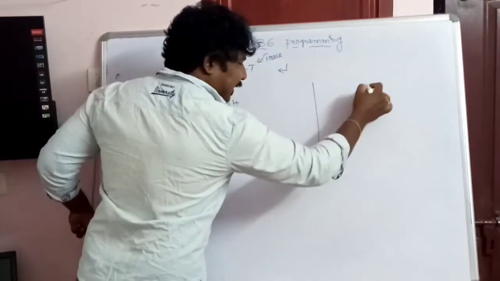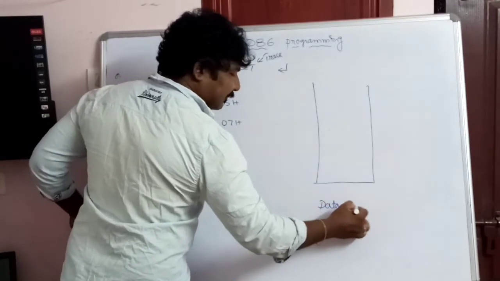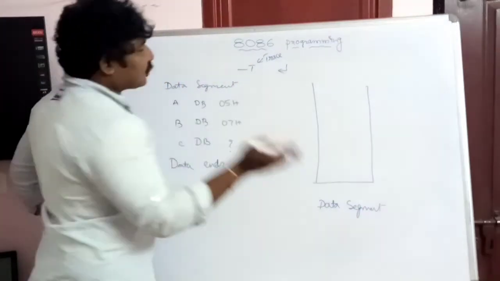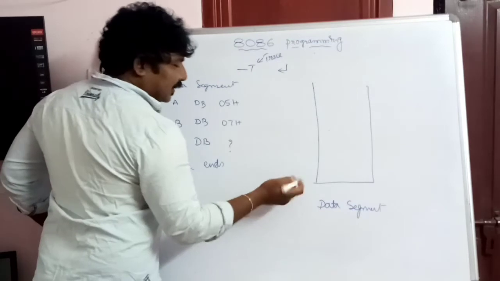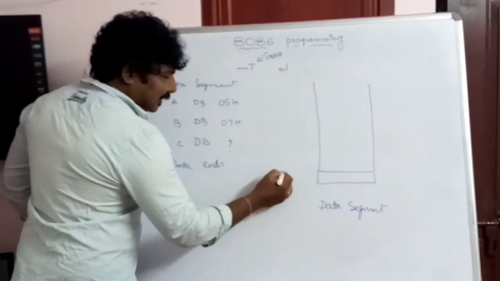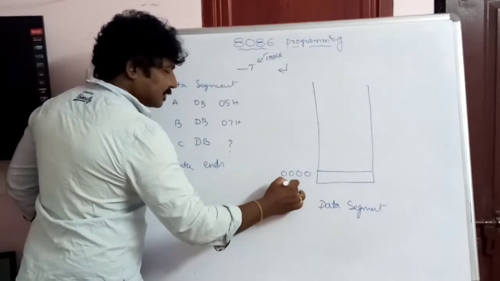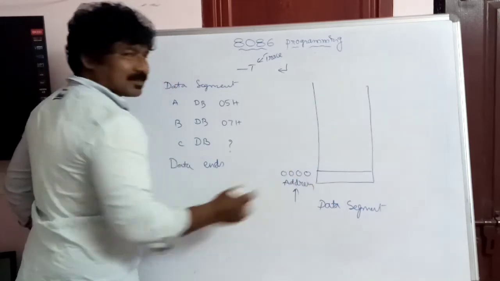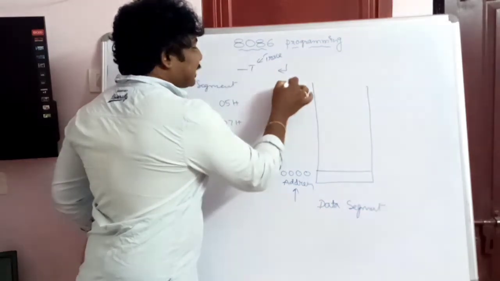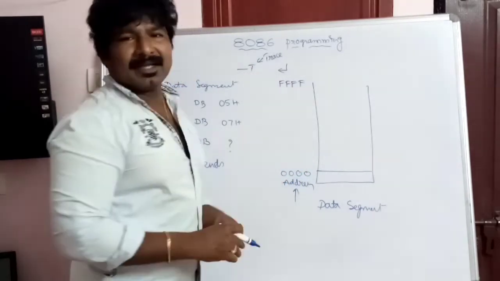So for this I want to draw the figure. Just look at this figure. This is the data segment figure. This data segment grows in the upward direction. What does it mean? The bottom byte has the address 4 zeros. The starting address will be 4 zeros. Then what is the last address? The last address is always 4 Fs. So this is how these addresses will look.